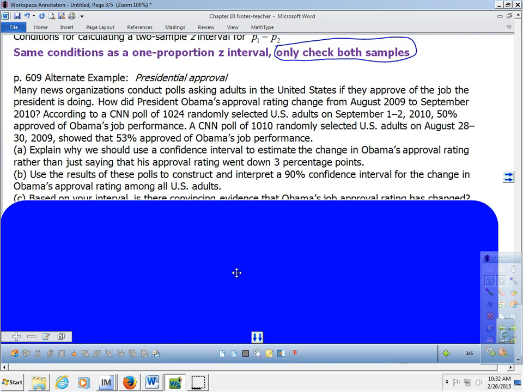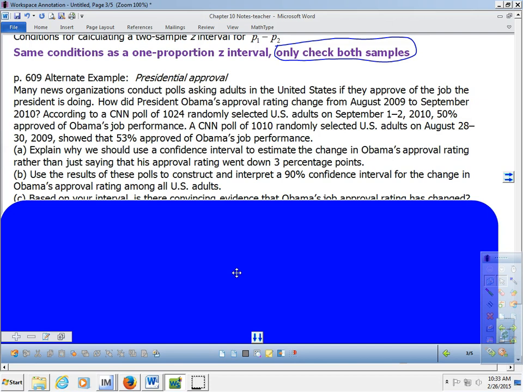adults on September 1st to 2nd, 2010, 50% approved of Obama's job performance. A CNN poll of 1,010 randomly selected U.S. adults on August 28th to 30th, 2009 showed that 53% approved of Obama's job performance. Right? So the first question is, it's different, right? So it's gone down. His approval rating apparently went down, but it went down by 3%.